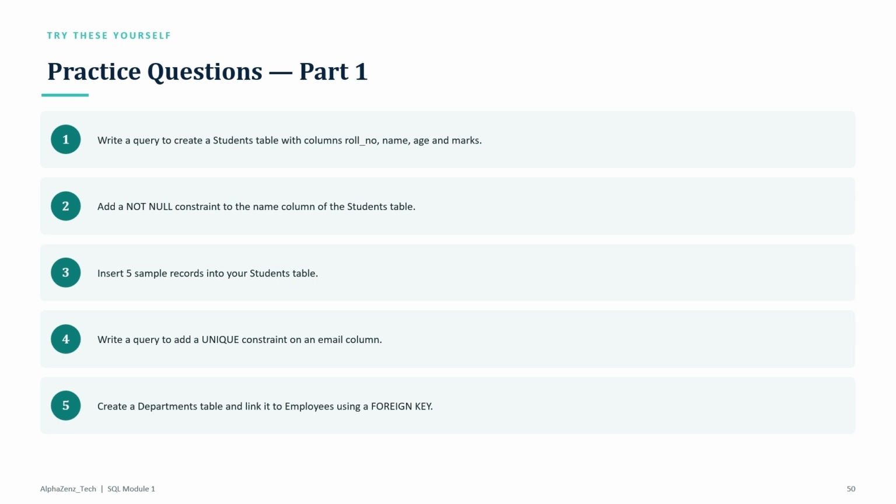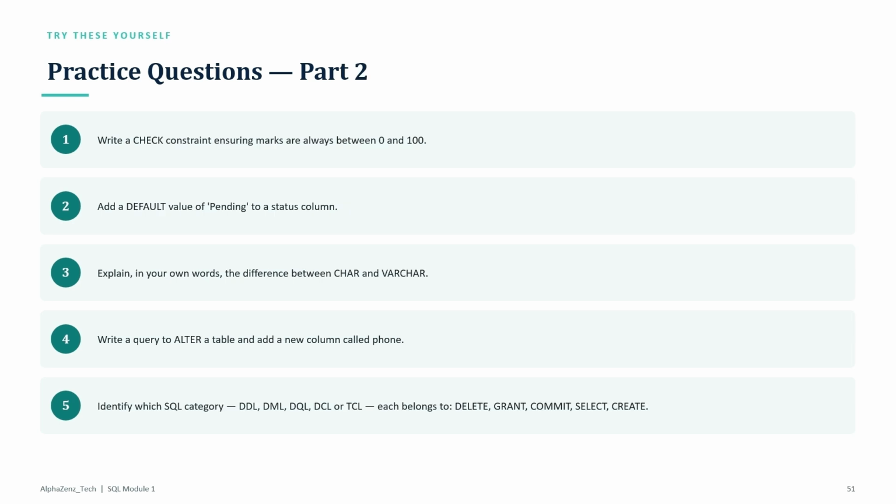Create a students table with roll_no, name, age, and marks. Add a not null constraint to the name column. Insert 5 sample records into your students table. Add a unique constraint on an email column. Create a departments table and link it to employees using a foreign key. Write a check constraint ensuring marks are between 0 and 100. Add a default value of pending to a status column.